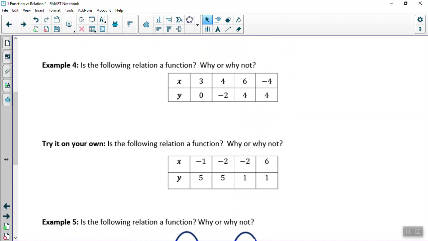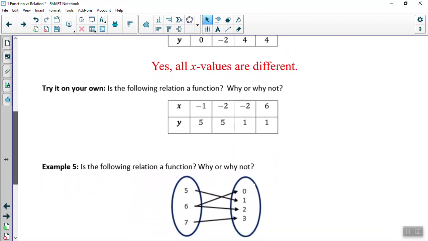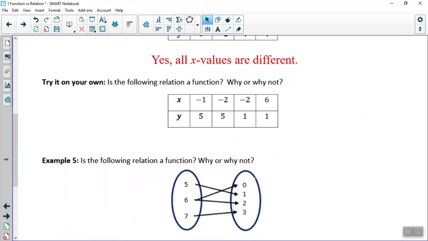All right, so again, determining if something is a function or not a function, the first thing we have to look at is just our x values. It's the only thing we really care about when we're trying to determine if it's a function. So my x values are 3, 4, 6, and -4. Once again, all my x values are different, so we can say that yes, this is a function. All right, I want you to come down and try this next one here on your own. Go ahead and pause the video now.